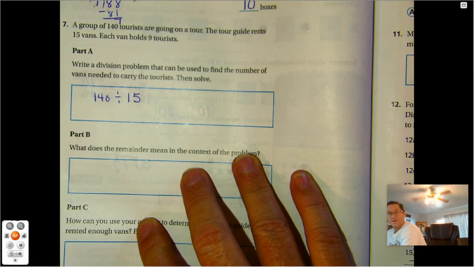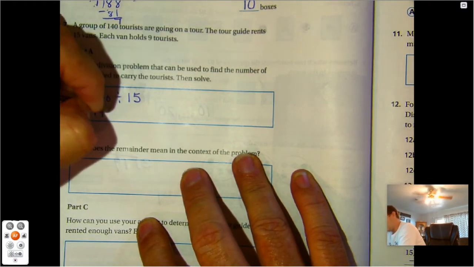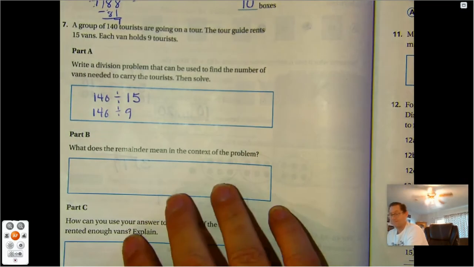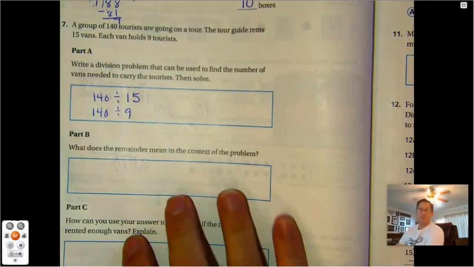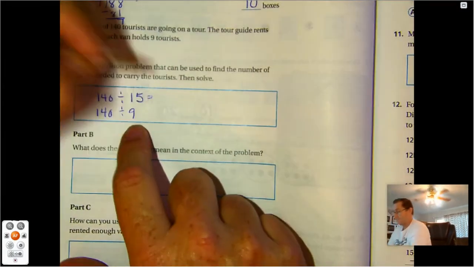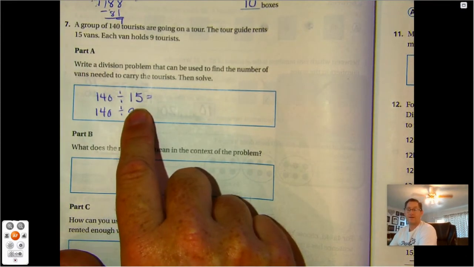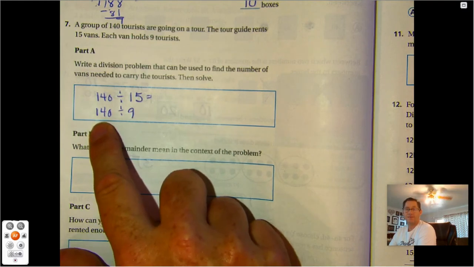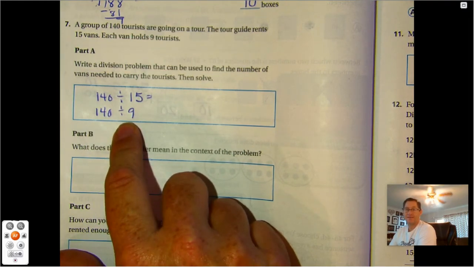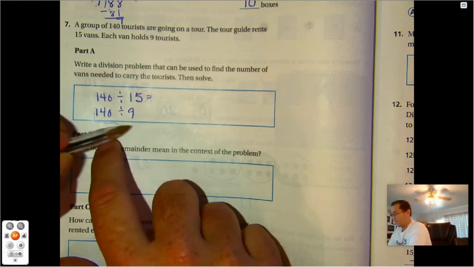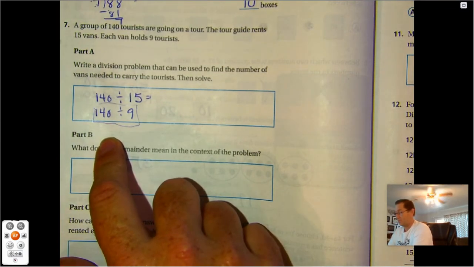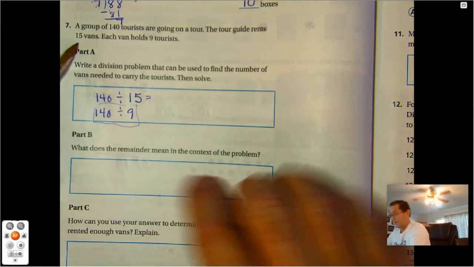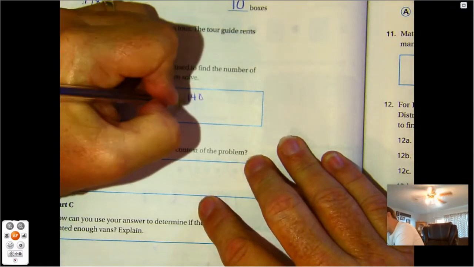I can also do 140 divided by 9. Now, why can I do these two differently? Well, this one would tell me how many people would be in the vans. This one would tell me how many vans I need. Well, I think I want to use this one because it says he ordered 15 vans. So now let's do that. Let's do 140 divided by 9.